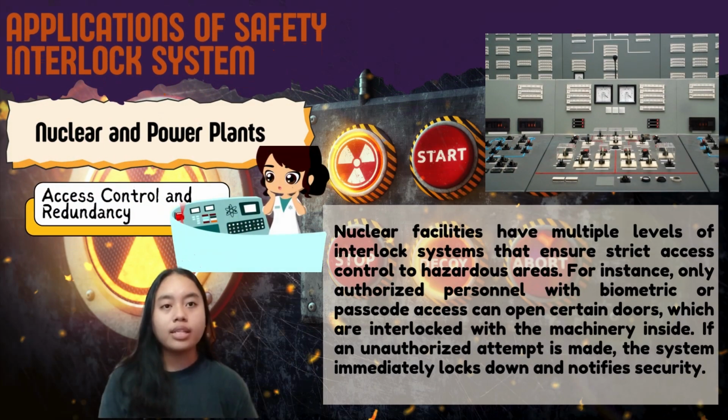The last one is access control and redundancy. Nuclear facilities have multiple levels of interlock systems that ensure strict access control to hazardous areas. For instance, only authorized personnel with biometric or passcode access can open certain doors, which are interlocked with the machinery inside. If an unauthorized attempt is made, the system immediately locks down and notifies security.